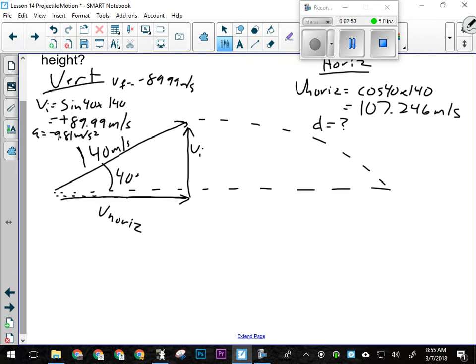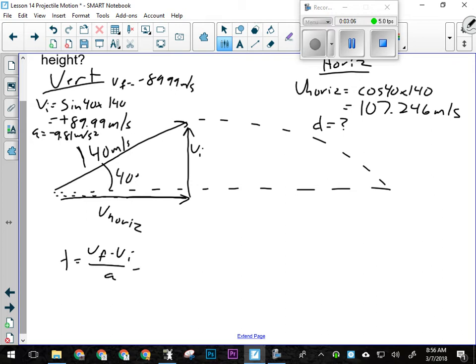Okay, can I find time with the vertical information? Are we almost always finding time in a projectile motion question? Yeah, it doesn't really matter which type, whether it's projected horizontally or projected at an angle, time is important. All right, so time will equal VF minus VI over A, so that'll be negative 89.99 minus 89.99 divided by negative 9.81.